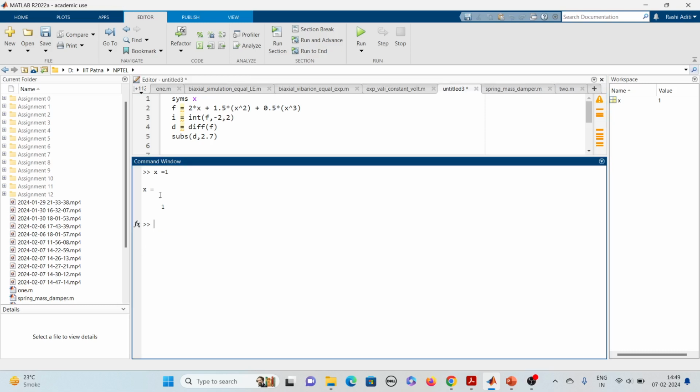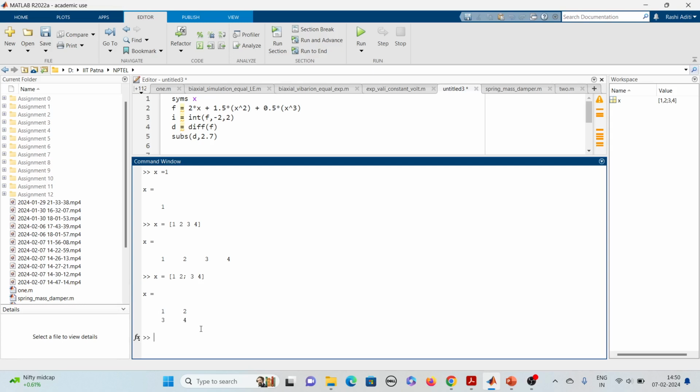So here in the command window, as I gave x is equals to 1, it takes the value x is equals to 1. Likewise, I can define x as an array as well, like 1, 2, 3, 4. So here x is an array, and it has 4 values: 1, 2, 3, 4. Apart from that, I can also define x as a matrix. By matrix, I mean 1, 2, semicolon, 3, 4. So now x is a matrix.